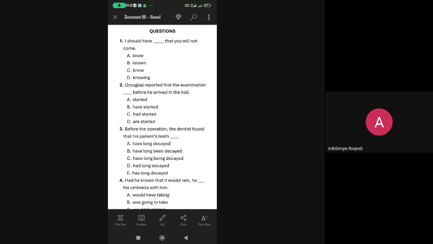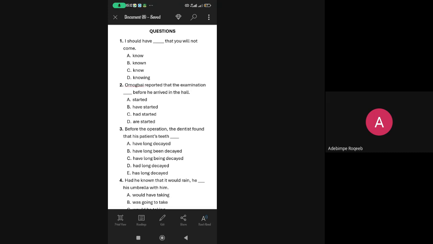This first question wants to test our knowledge of past participle. Do you actually know the past participle of a particular word? Now, let's look at this. I should have dash that you will not come. A, no. B, known. C, knew, and D, knowing.